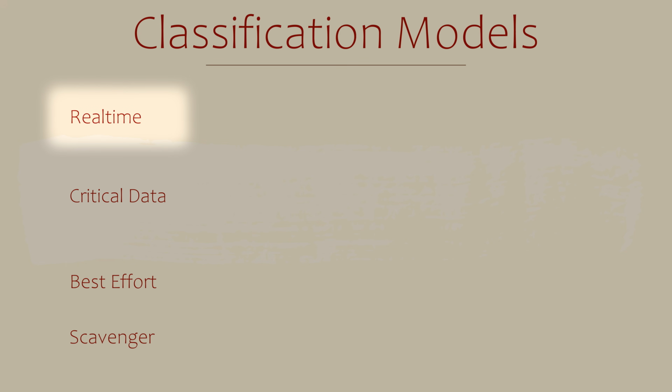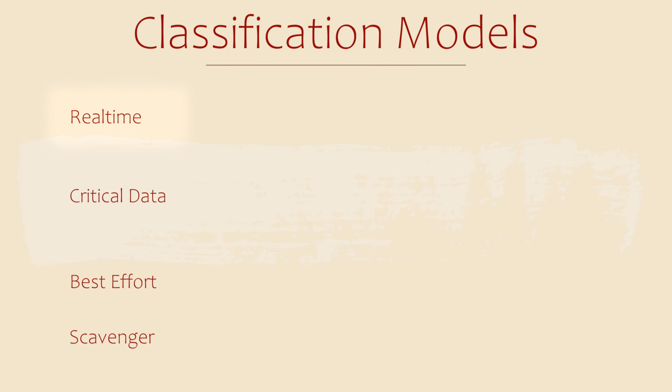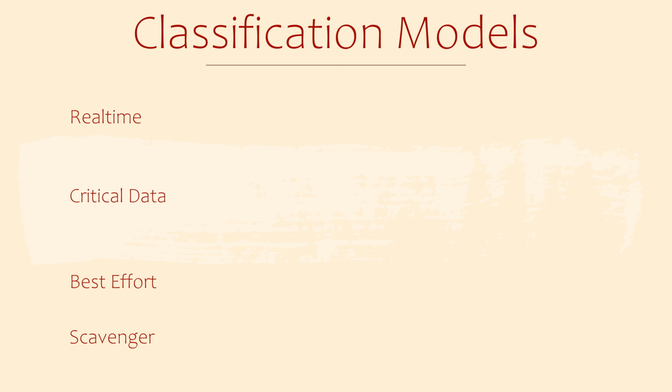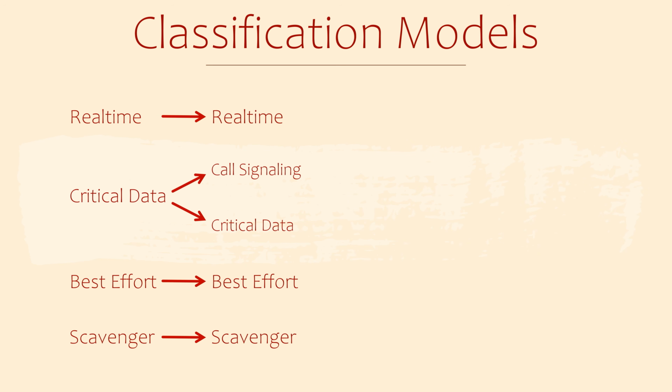There is a real-time class for voice and interactive video. This is a high priority class. Next, a class for critical data. This is for your business applications, databases, website traffic. We could split this into 2 classes. The point would be to give call signaling traffic like SIP a higher priority. Now, if you're not familiar with SIP, it's the traffic that sets up phone and video calls.